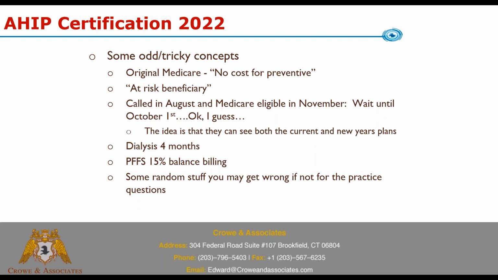There's a topic about dialysis. Remember, you've got to be on dialysis for 4 months before you're eligible for Medicare. And also remember that private fee-for-service plans allow 15% balance billing, something that we don't run into that often, especially if you're in a state without a private fee-for-service plan. Anyway, there's some random stuff that you might get wrong. I think most of these things are on the practice questions, so even if you answer them wrong, they'll show you the right answer, but just pay attention to them and be on the lookout for them.